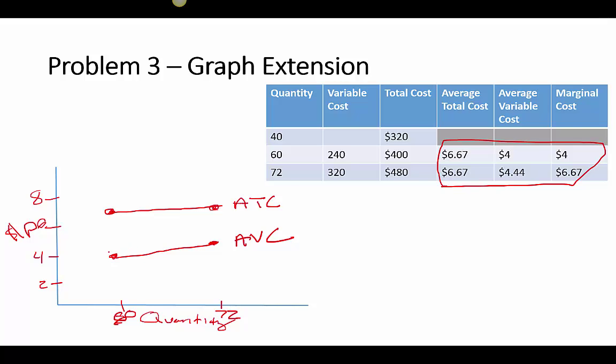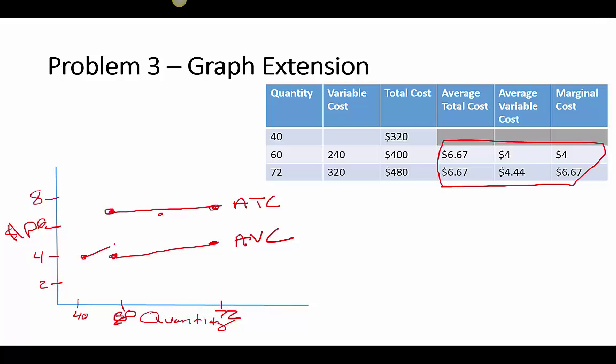And then our marginal cost is going to go, let's see. Really it's going to be in between, in the margins. So right here, it's in between 40 and 60, right? So 40 is going to be on here. In between 40 and 60, the marginal cost is 4 right here. And in between 60 and 72, the marginal cost is going to be 6.67. So it's going to be right here, right on this line, because that's about where we were.